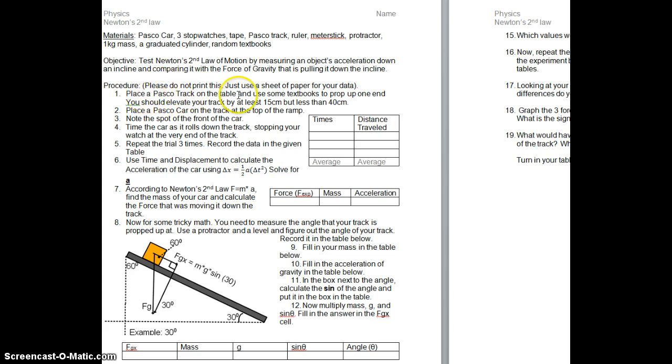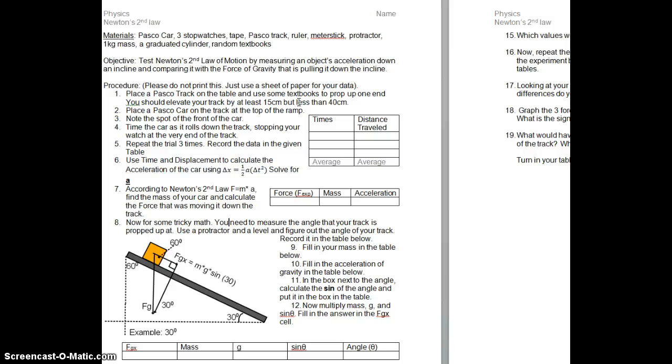Place your Pasco track on the table with some textbooks to prop up one end. You should elevate the track at least 15 centimeters, but not more than 40 centimeters. You'll have to figure out just how many textbooks that's going to take. You may borrow textbooks. If you borrow textbooks, put them back, okay?